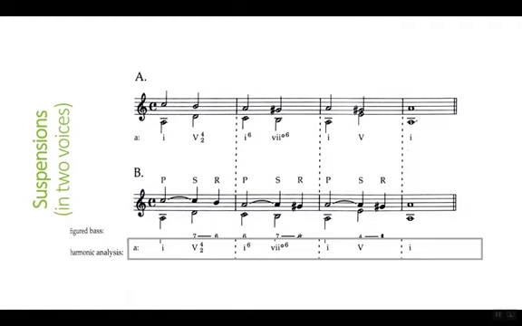Okay, let's listen to this little example. This is also played on the mellotron. And now all we do is hold over the first note, the top note.